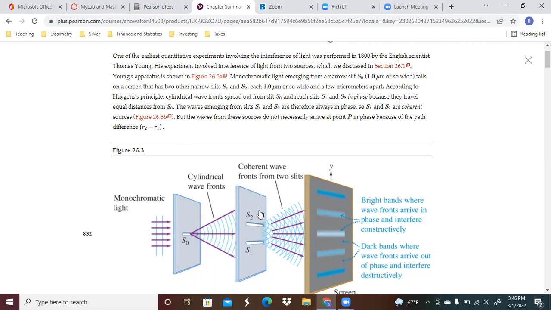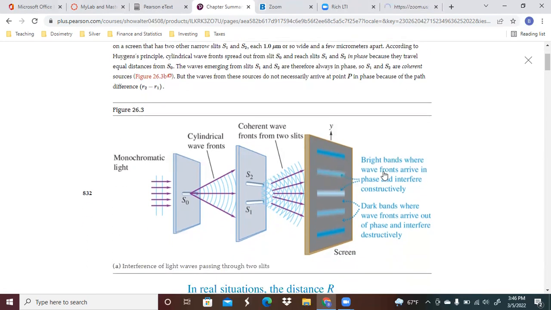The waves emerge from slits S1 and S2 and are therefore always in phase. So this is considered to be coherent sources. But the waves from these do not necessarily arrive at point P in phase because of the path length differences.